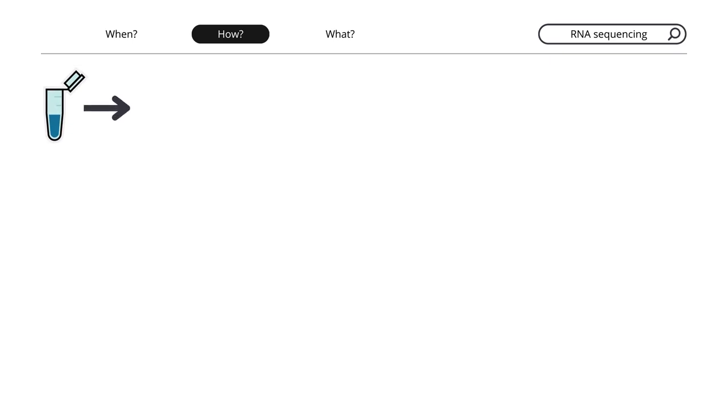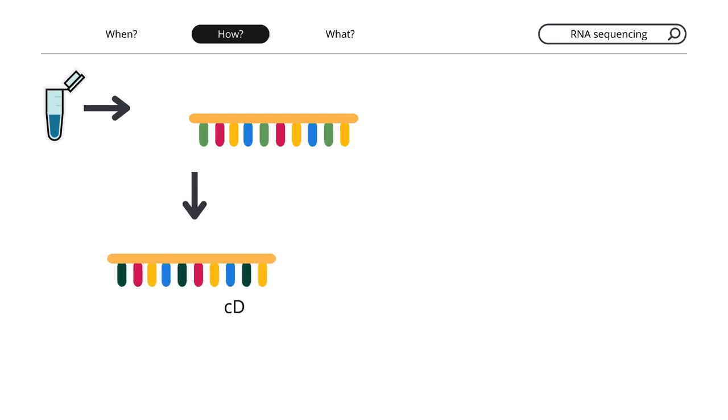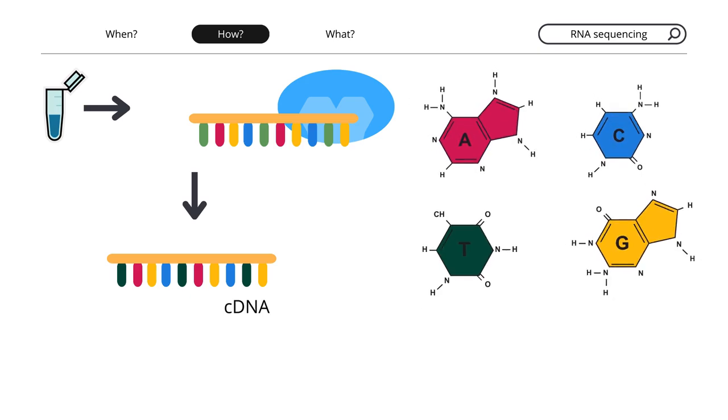First, RNA is extracted from a sample and converted into complementary DNA. This is done by an enzyme called reverse transcriptase, which will create the complementary nucleotide using the RNA as a template. A key difference between RNA and DNA is that RNA will have an uracil in place of a thymine. This conversion step is necessary because DNA is more stable and easier to work with in sequencing.